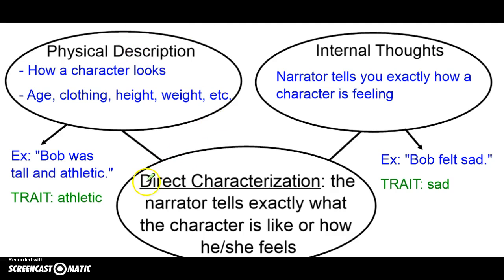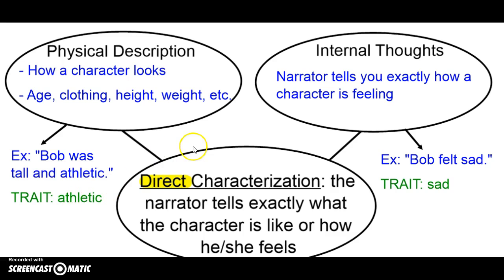One is direct characterization. Direct characterization is when the narrator tells exactly what the character is like or how he or she feels. This is usually done in two ways. One way is through physical description. So this includes how a character looks, a character's age, clothing, height, weight, etc. For example, Bob was tall and athletic. We don't have to guess what he's like. The narrator is directly telling us. So we know that the trait for this example is athletic.